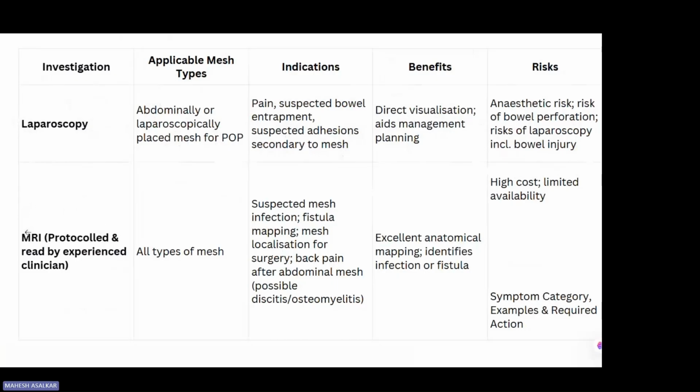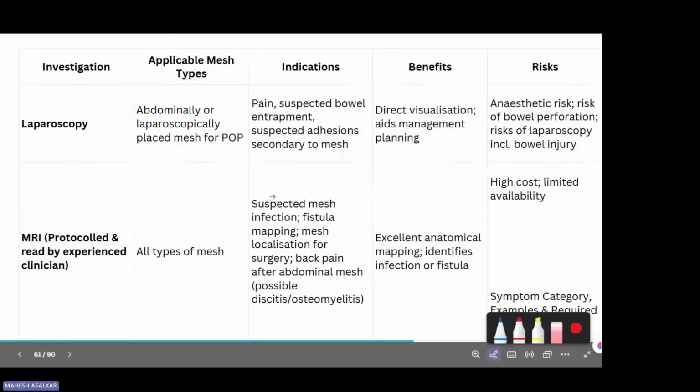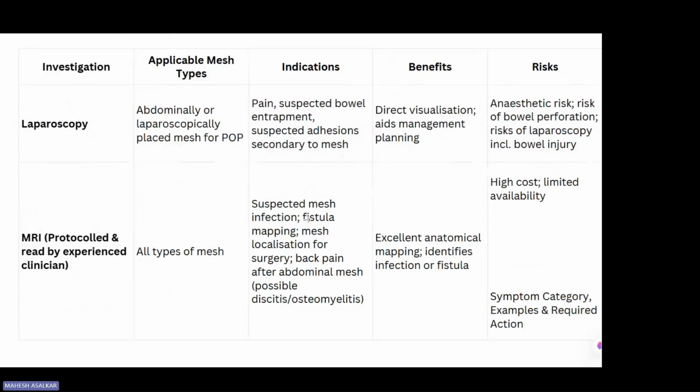But before that, you can do the MRI. But when you perform the MRI, it should be protocol and should be read by the experienced clinician. This is a must. The person who is reporting the MRI should know the detailed history also and should be experienced also. It is also indicated for all types of mesh. So if you are suspecting mesh infection or fistula mapping or mesh localization for surgery, before surgery, you will do this MRI.